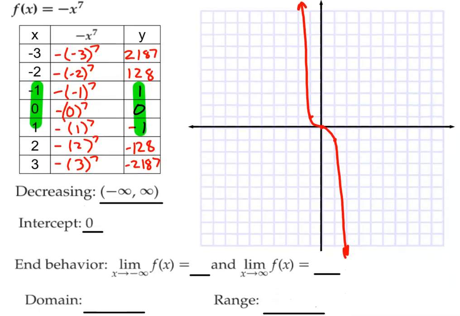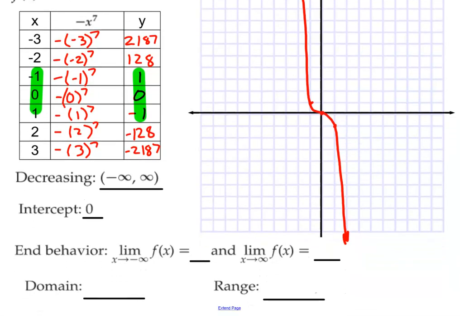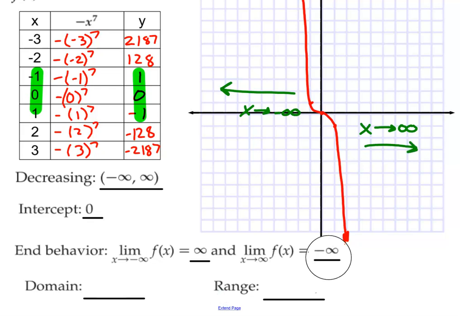This is an odd function, so our end behavior is going to look a little different. So as x goes to negative infinity, I always like to talk about this. So it's as x is going to negative infinity, that's on this side. Okay, so as x decreases, what's happening to our graph, and hopefully you can see that it's going up to positive infinity. And then on the other side of the y-axis, as x goes to positive infinity, hopefully you can see as we're going right here that the graph is pointing down, and that would mean that our end behavior is going down to negative infinity.